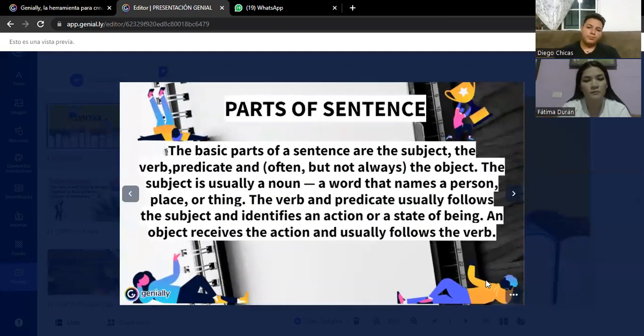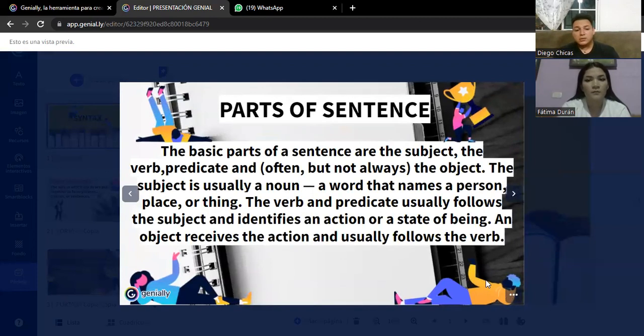Finally, we have the parts of a sentence. The basic parts of a sentence are the subject, the verb, the predicate, and often but not always the object. The subject is usually a noun, a word that names a person, place, or thing. The verb and predicate usually follow the subject and identify an action or a state of being, and an object receives the action and usually follows a verb.